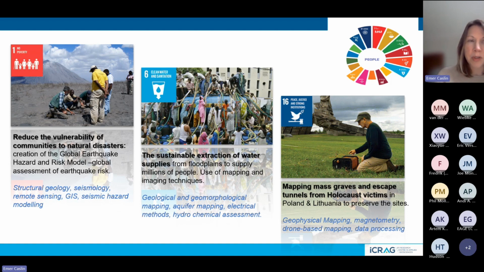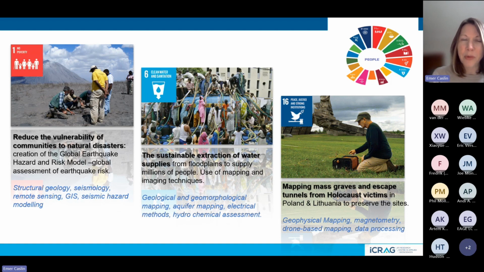With each of these examples as well, we went into some degree of detail on the technical skills required for the execution, I suppose, of each of these projects. So seismology, GIS, seismic hazard modelling, etc. We also had an example from India around the sustainable extraction of water supplies from floodplains to supply the population. And again, you looked at all the geological and geophysical techniques needed for that.